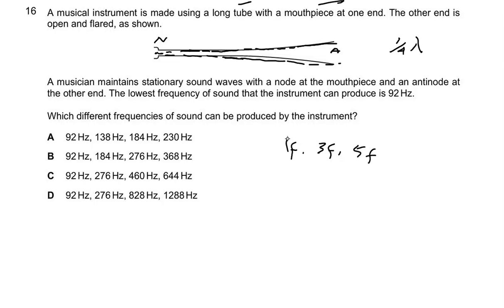So the first frequency is 92, and this is 276. And 5 frequency means 5 times 92, which equals 460. So the answer that fits this result is C.